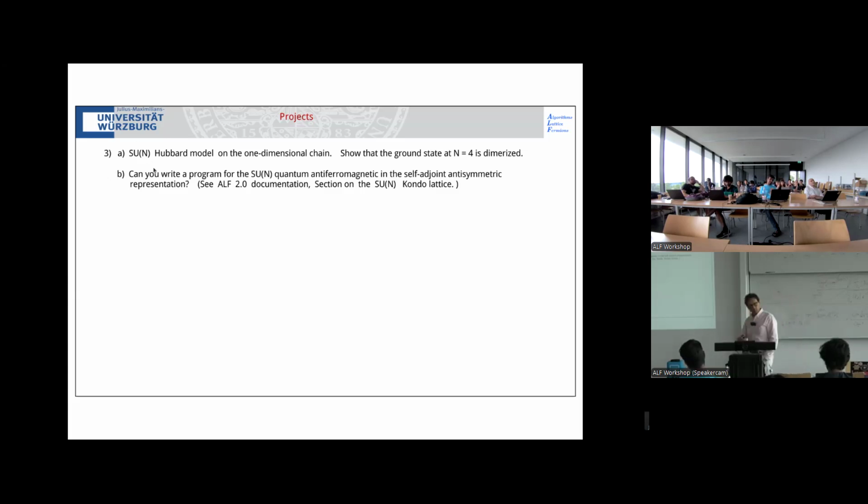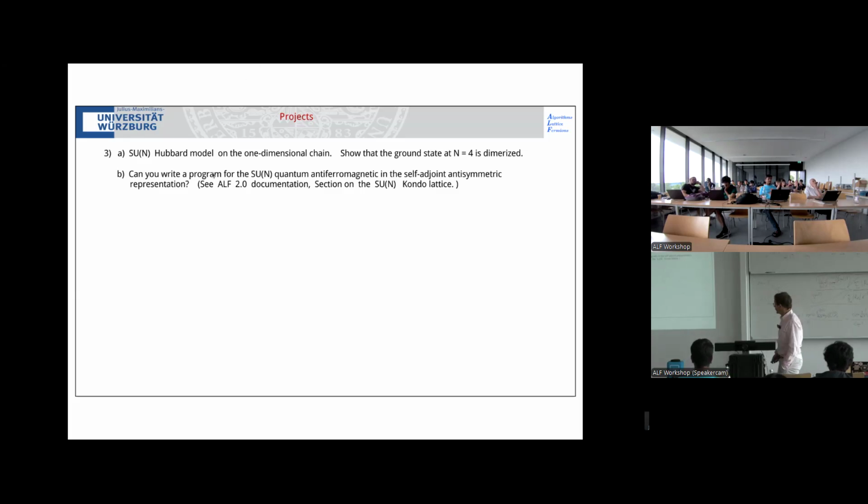This is also pre-programmed, and you can play with the half-filled case if you want. If you take the SU4 Hubbard model in the representation we have here, then you have a dimer phase, right? So you will see that the dimer comes in at N equals 4. For the two-dimensional case, at N equals 4 we still have a magnetically ordered state, and at N equals 6 we have a dimerized phase, right?